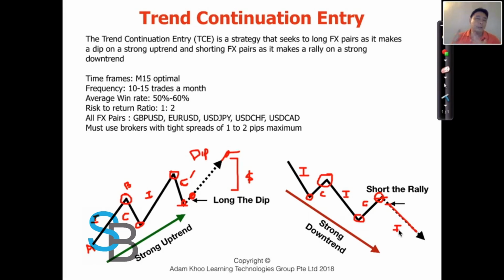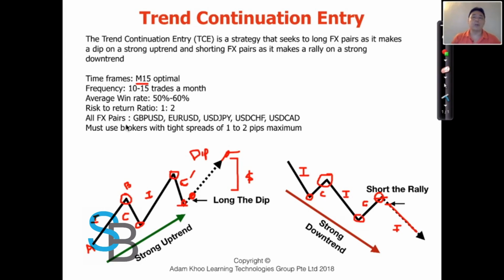You can use this on many time frames, I would guess, but personally, I only trade this on the 15-minute candle time frame, and it's worked best on the 15-minute candles. You can use it on other time frames, but this is my favorite time frame, which I trade every single day. The frequency of trades can be anywhere from 10 to 15 trades a month or even more. The average win rate is about 50 to 60%, and the average risk to reward ratio is 1:2, so risking $1 to make $2 on average.